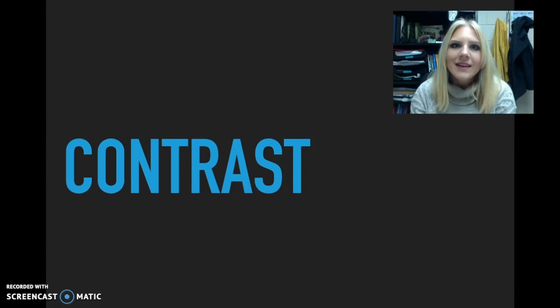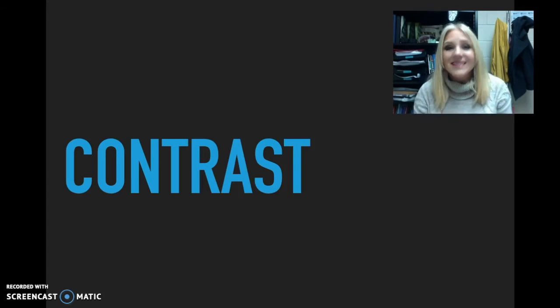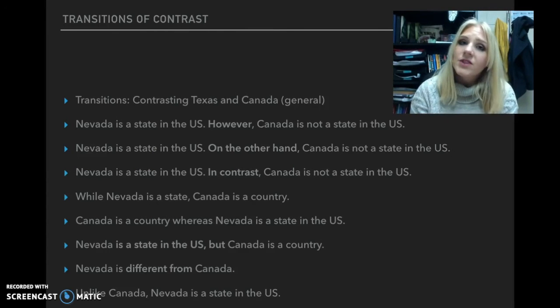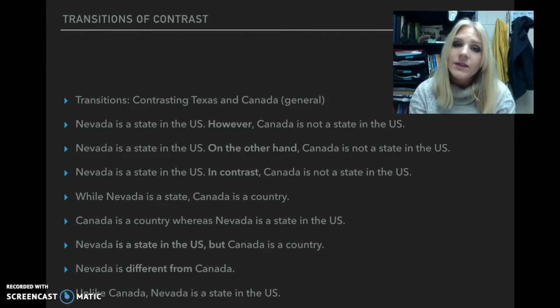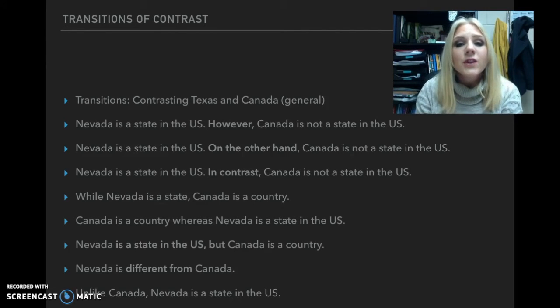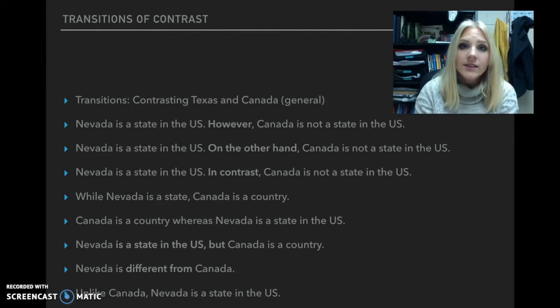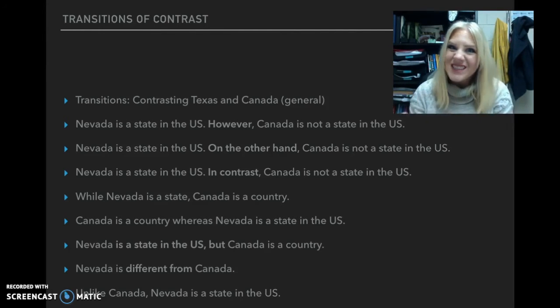Okay, now let's go on ahead and let's talk about contrast. Contrast is where we're talking about the differences between two objects or two topics. So we have a couple of transitions of contrast that we discussed, and the first three that we have, however, on the other hand, and in contrast, all three of those are treated just like likewise and similarly. They both appear at the beginning of the second sentence and they're both followed by a comma.